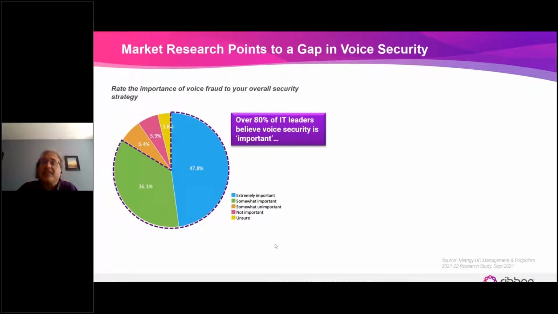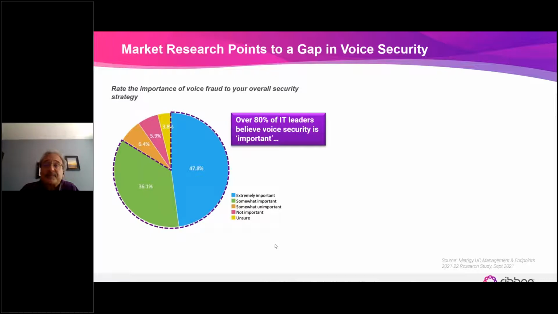Metrigy, again, I wanted to run that poll because I want to see how it matches up with these results from Metrigy. They ran a survey in September of 2021 called the UC Management and Endpoint Survey, and in that survey, they included some questions about voice fraud. From their results, it was clear that 80% thought that voice security was an important part of their security strategy. That lines up really well with the results we just heard.